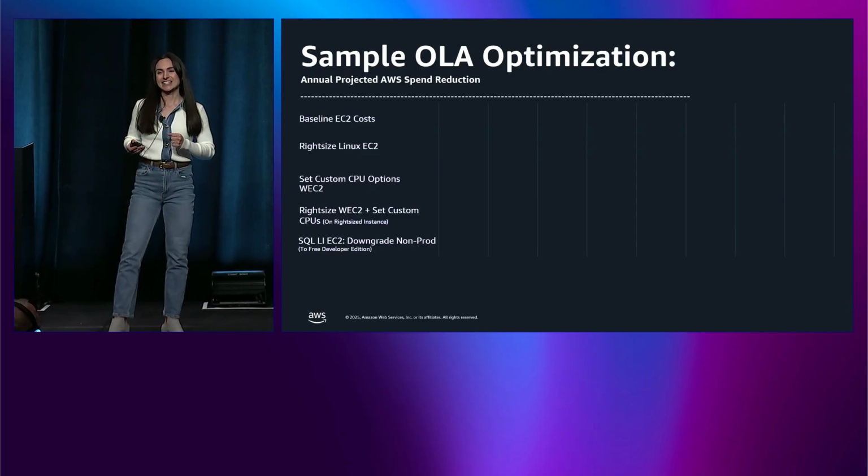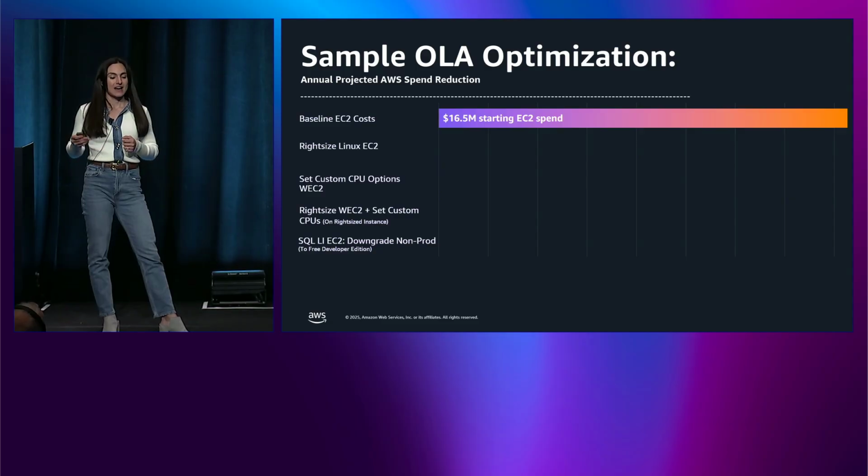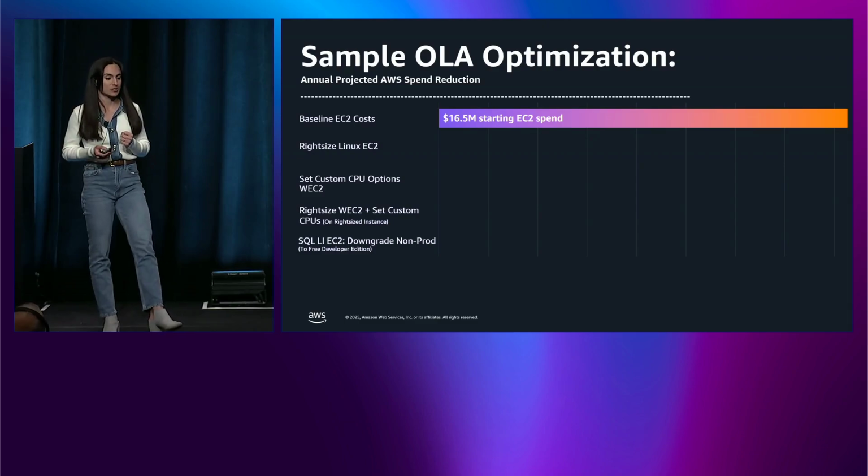All right, let's get to the good stuff. This is a sample OLA output from a recent customer engagement. And this was an existing customer in AWS, so I think it will resonate with the audience that we have here today. This customer was a large healthcare customer with $16.5 million of EC2 spend.